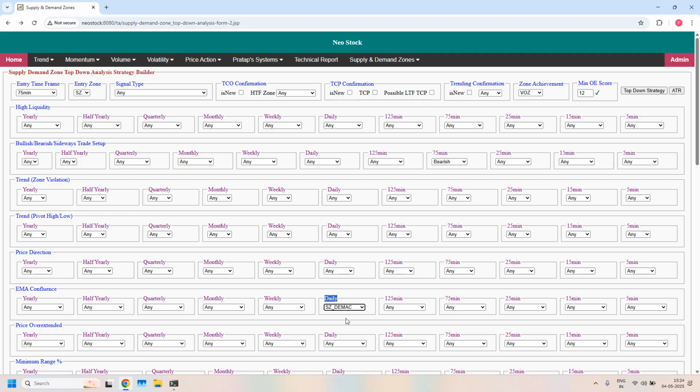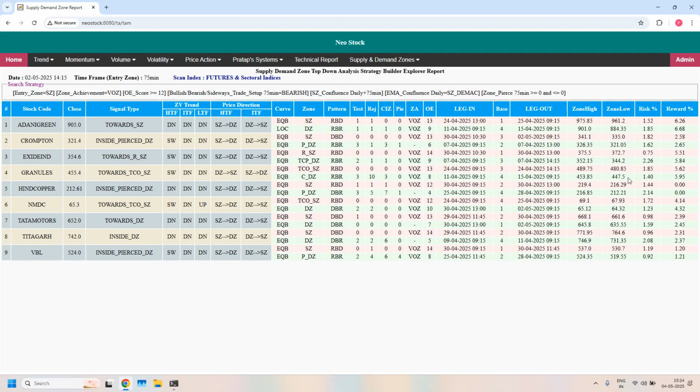And daily trend is down in all the stocks. Let's filter. We got 9 stocks. So these 9 75 minute supply zones are having more high probability to get success compared to the others. Some of the 75 minute supply zones are already tested once.